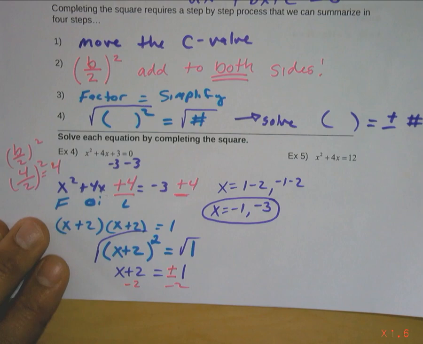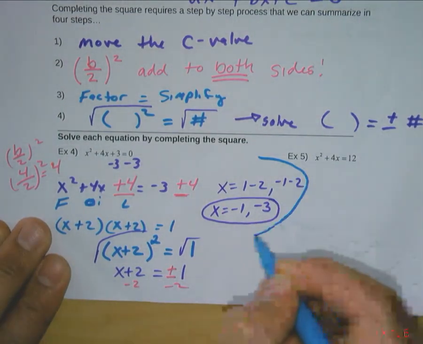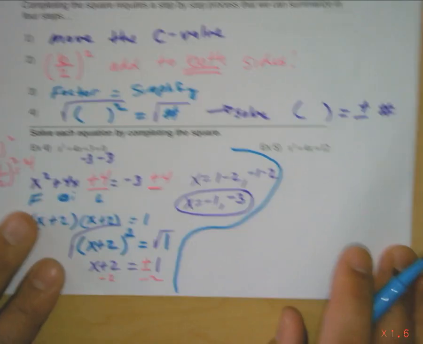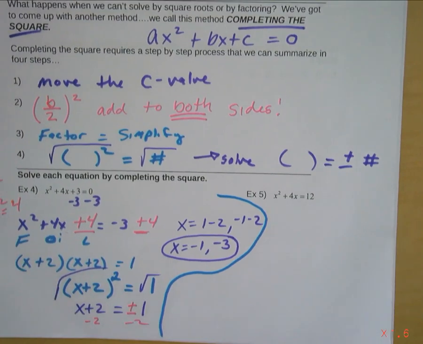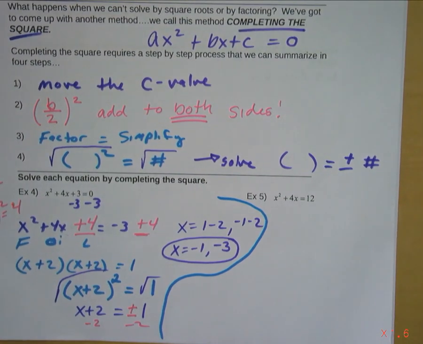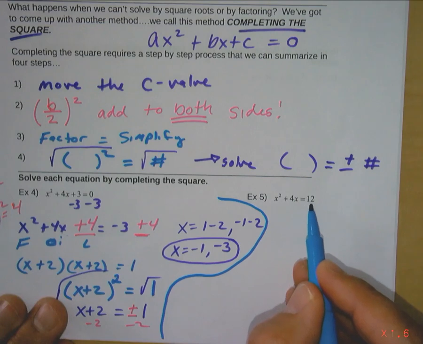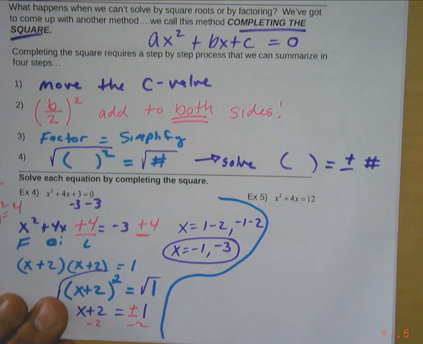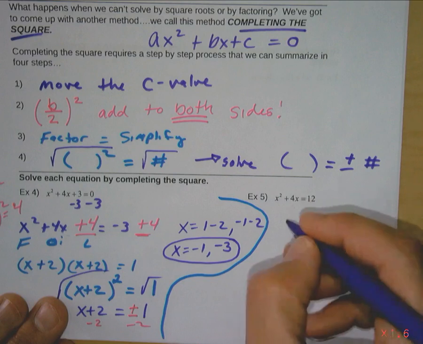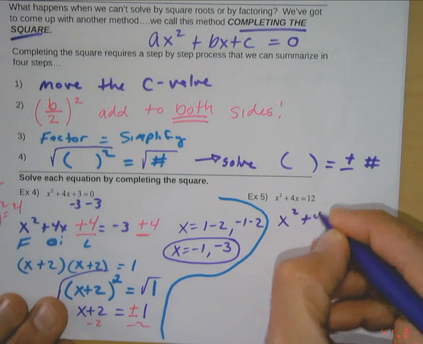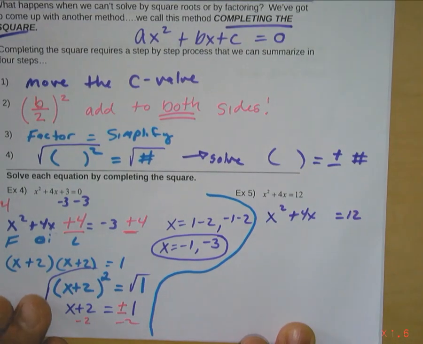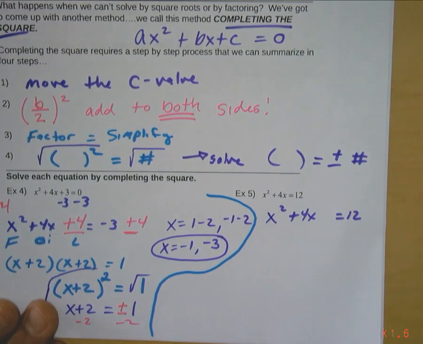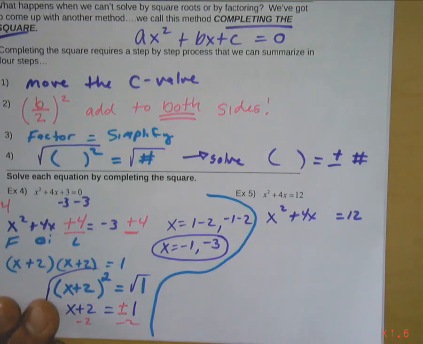All right, so let's try this again. We got example 5 here, so let me draw a little squiggle. Try to keep these separated. Step number 1, we're going to move that c value. Now, the nice thing about this one is this 12 is already moved to that right side, so this is already set up. So I've got x squared plus 4x, leave some room, and that equals 12. This guy is ready for completing the square.